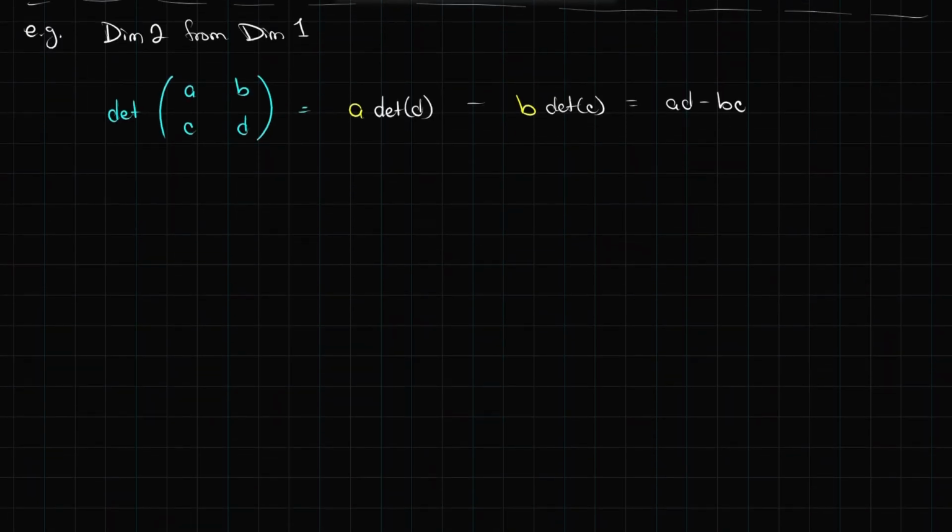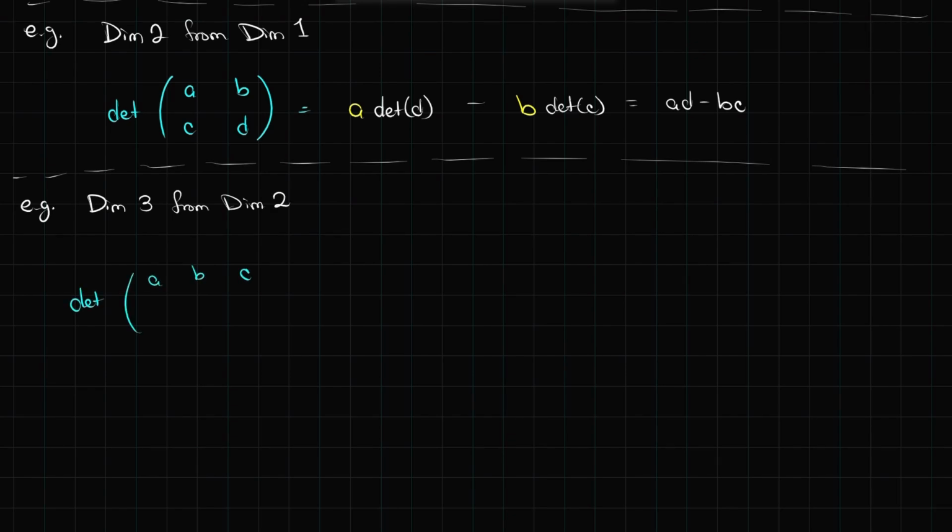Okay, so that's pretty uninformative. Let's do dimension three from dimension two. We're going to take the determinant of A, B, C, D, E, F, G, H, I. What I do is I isolate the first row, A, B, and C. A is going to multiply the determinant of the submatrix which shares neither a row nor a column, so that's this submatrix, E, F, H, I.